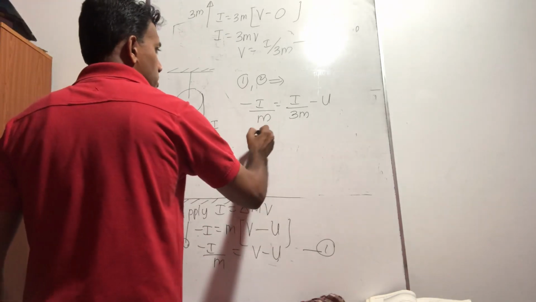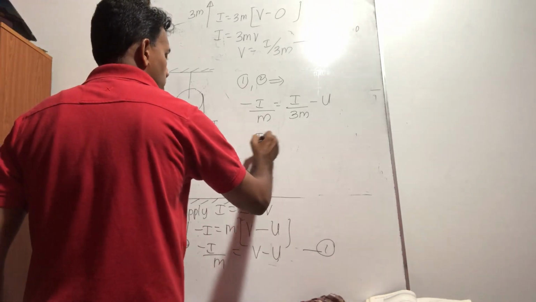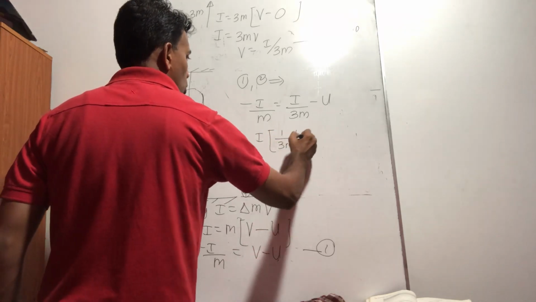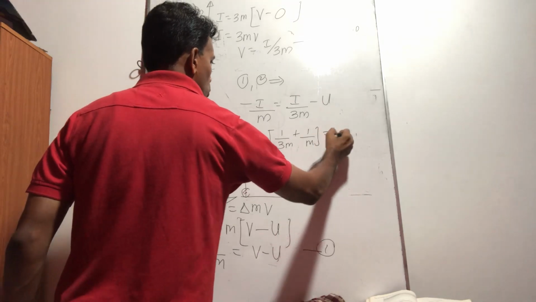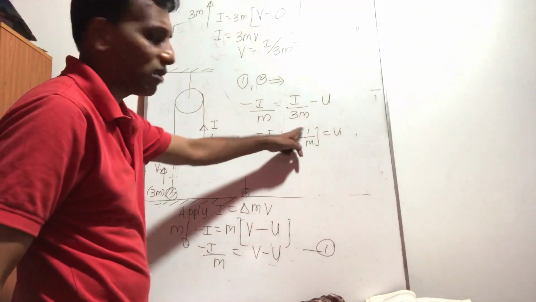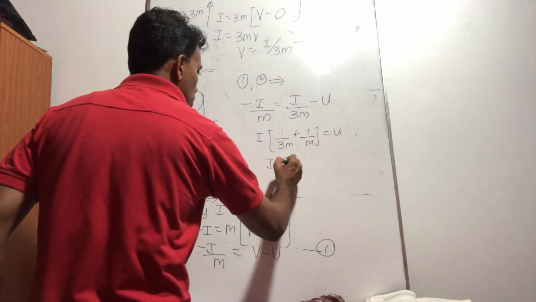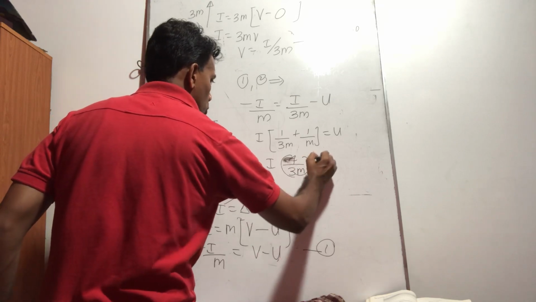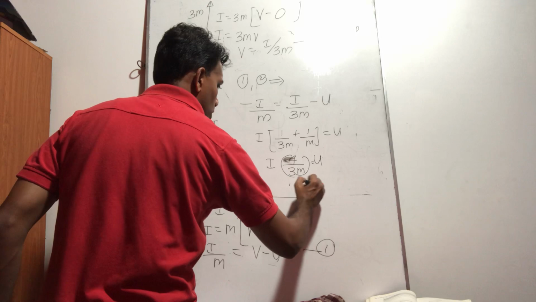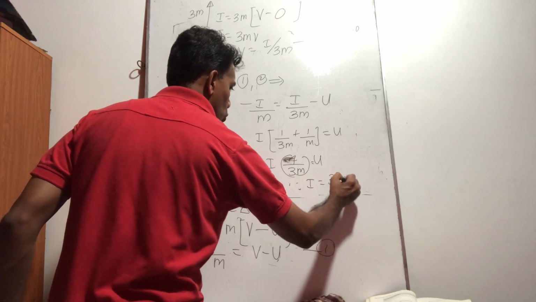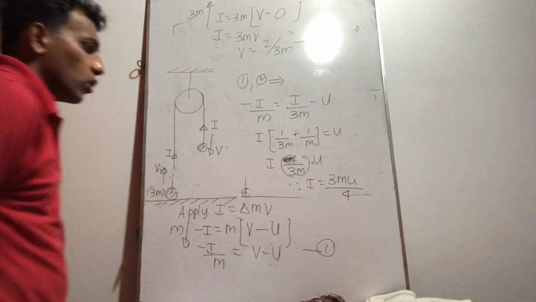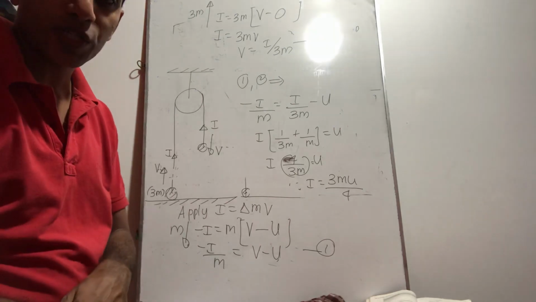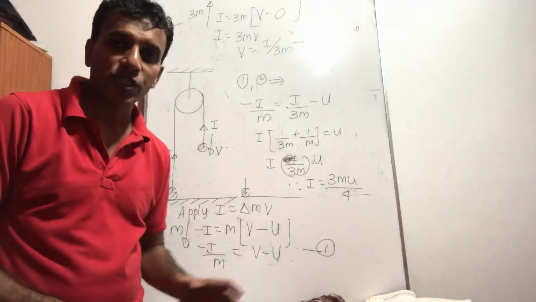I take the I out: 1 over 3m plus 1 over m equals u. Here the LCM is 3, so we get 4 over 3m into u. Therefore I equals 3mu over 4. You know what u is? They said u equals square root of 2gh. So this is the impulsive tension idea, right?